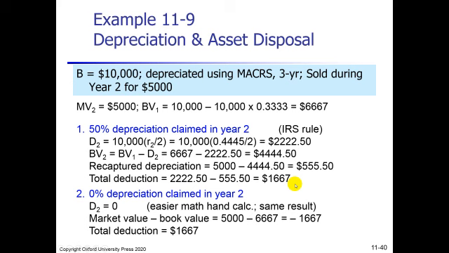Now, let's suppose we didn't follow the IRS rules and we didn't take any depreciation in year 2. In this case, we sold it for $5,000. Its cost basis coming into that year was $6,667. So that means we had a loss of $1,667 on our sale. And business losses get to be deducted, so we're going to deduct $1,667. Notice that it works out exactly the same as doing 50% depreciation and then working out the depreciation recapture.